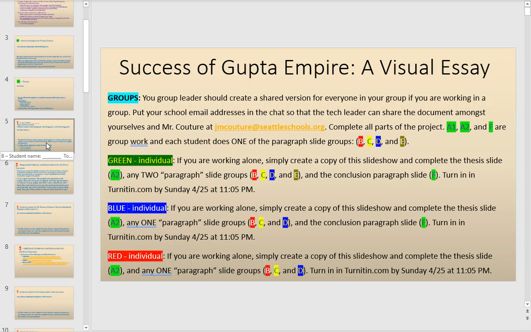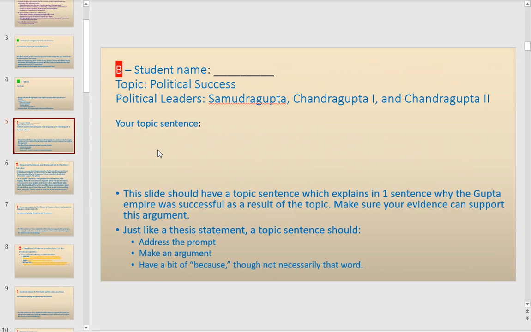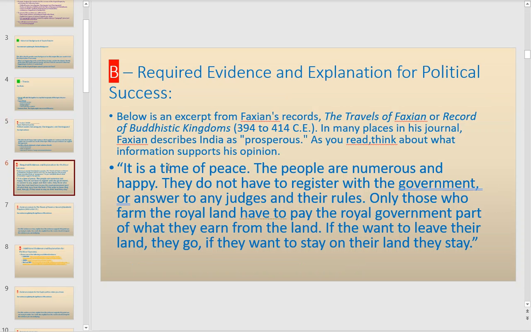So let's say you're doing B for now. Like a normal paragraph, you'll need a topic sentence eventually. I would actually do this after you're done with the research part, but you will need a topic sentence. What's this paragraph about? Obviously it's going to be about political success with the Gupta Empire, so you just need a sentence explaining that. Then you have some evidence that we actually gave you, so you don't need to do your own research. We literally just gave you the research. You don't have to quote anything. You read this and figure out what it has to say about the success of the Gupta in terms of their political situation.